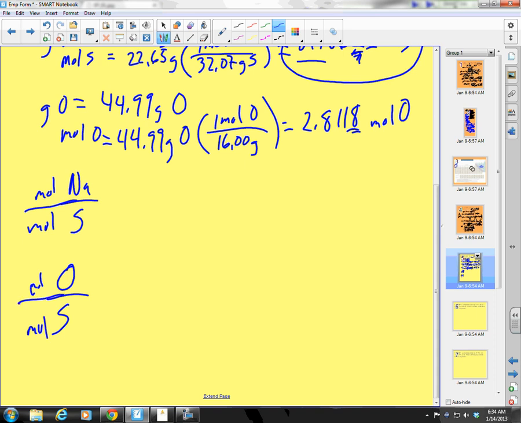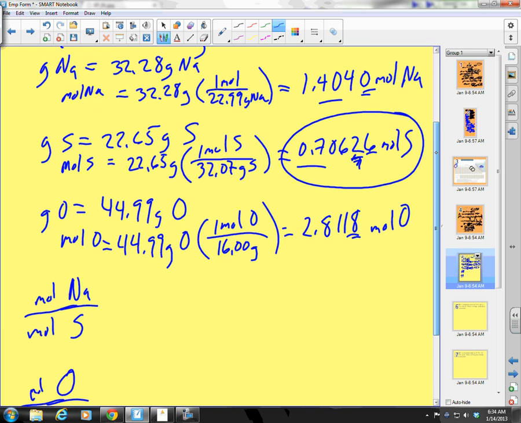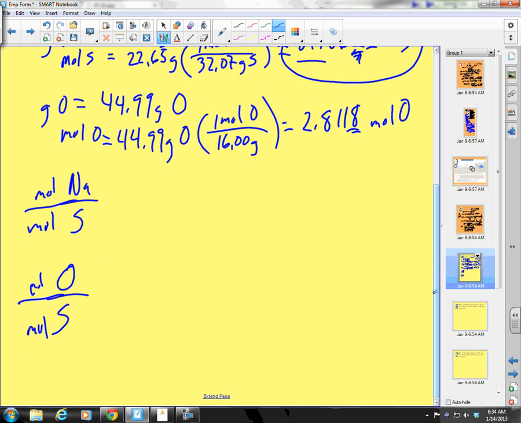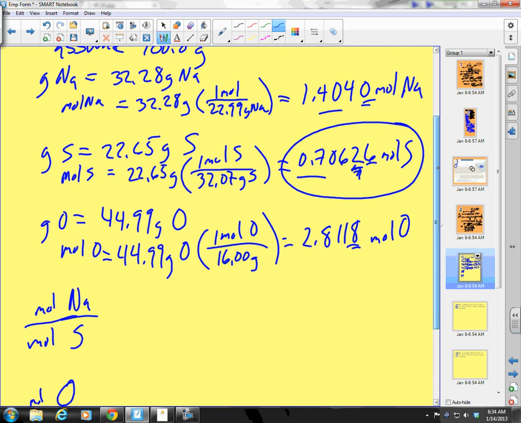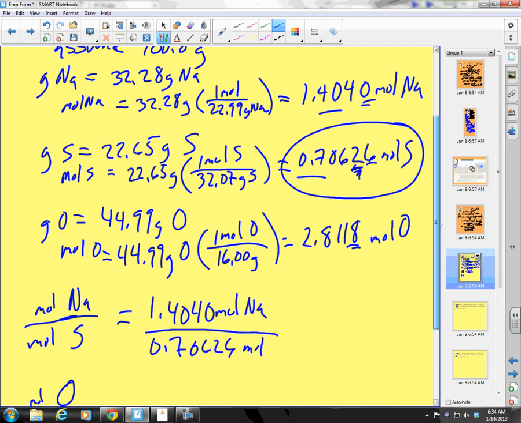So I have moles of sodium per moles of sulfur, moles of oxygen per mole of sulfur. Now, why do I have sulfur twice? Because it is the smallest one. It is the denominator at each. Good. So how many moles of sodium do I have? I have 1.4040 moles of sodium over what? 0.70626 moles of sulfur.